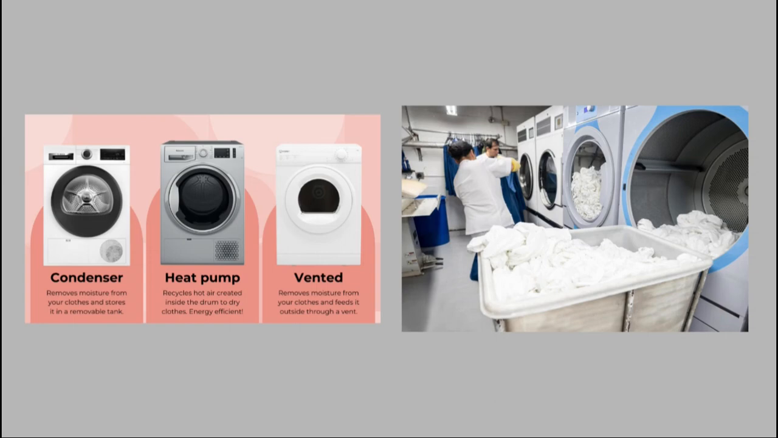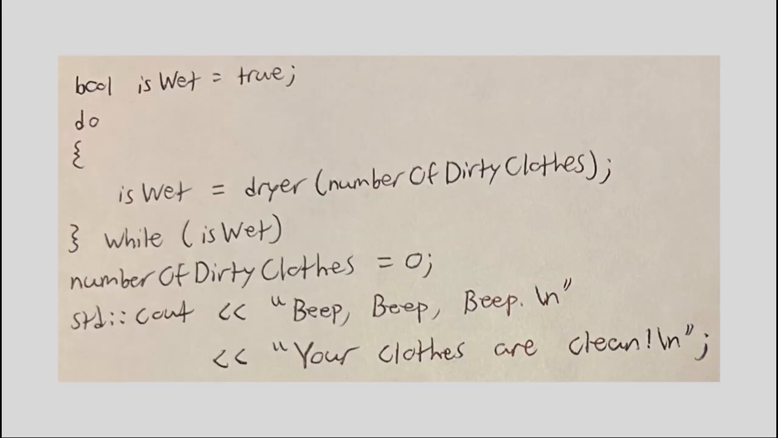Now, after the clothes have been washed and you're made aware, you can transfer them to the dryer to be dried. This, similarly, can use a do-while loop to call the dryer function until the clothes are dry. The laundry machine will then make a sound and tell you that your clothes have dried. Now, through some simple logic, you have created the outline of code that could be used to do laundry.